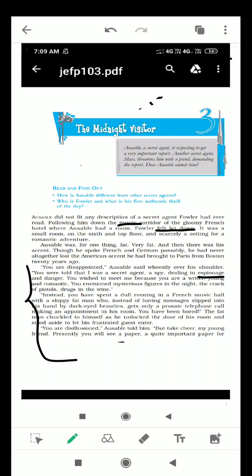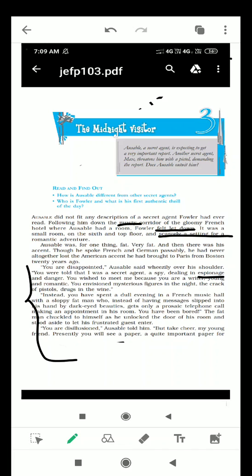It was a small room on the sixth and top floor and scarcely a setting for a romantic adventure. That means the room where Osable lived was in a very horrible condition. It did not suit a romantic adventure. The term romantic can be described in multiple ways, but here, in reference to the text, romantic means stylish, fashionable. That means the condition of Osable's room was not up to the mark. It did not suit Osable as a secret agent.